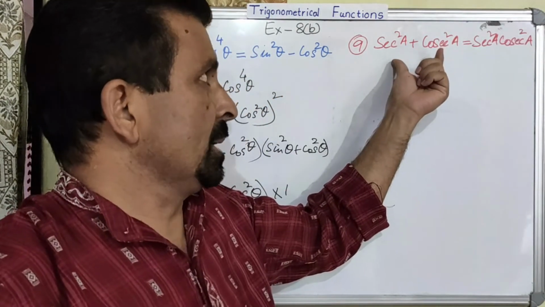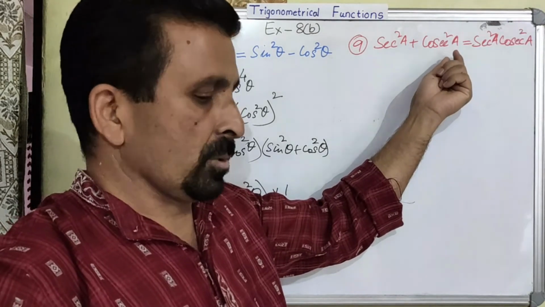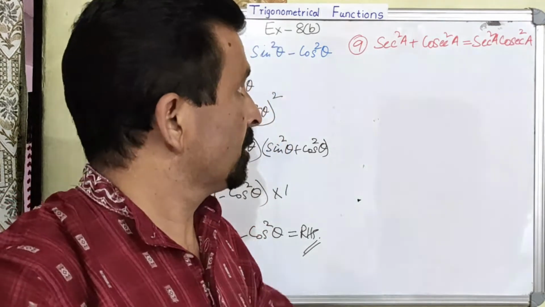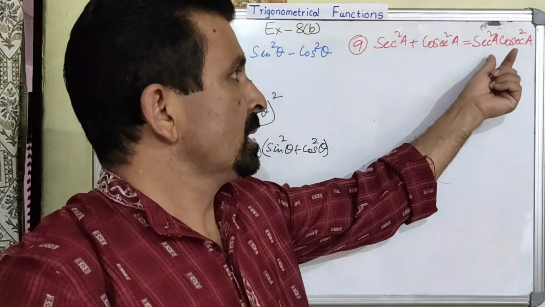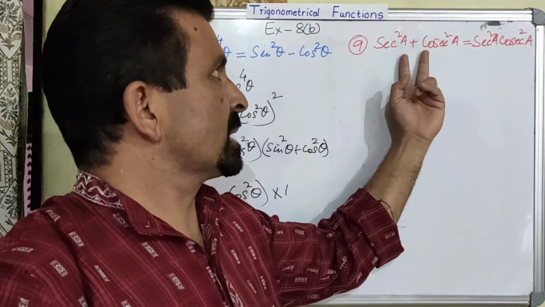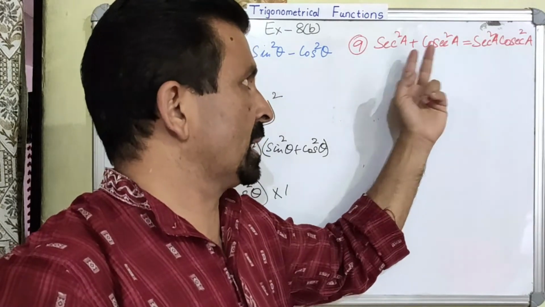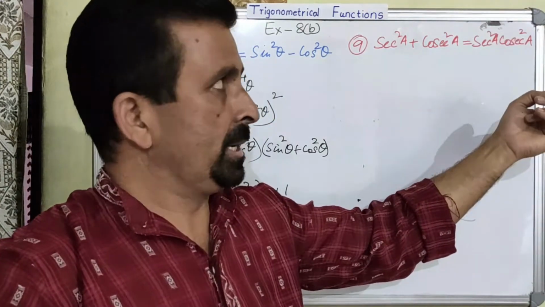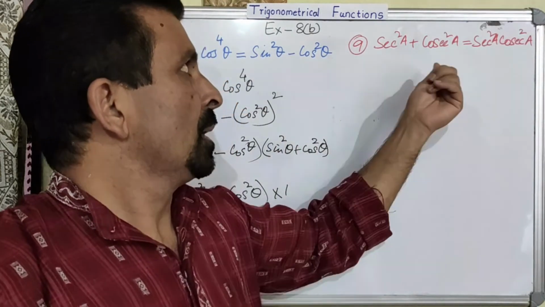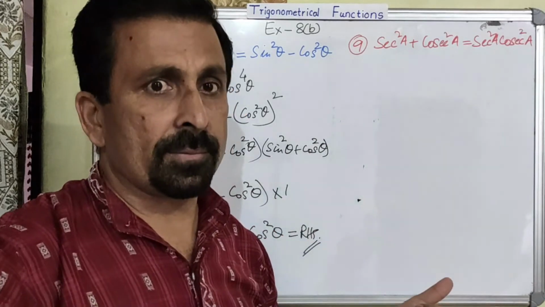Now, question number 9. Sec square A plus cosec square A is equal to sec square A into cosec square A. Now, we have the same trigonometrical ratio on both the sides, but one side we have in the form of sum, another side we have in the form of difference. Is this very clear? So, how can we do it? Let us start from the left hand side, right?